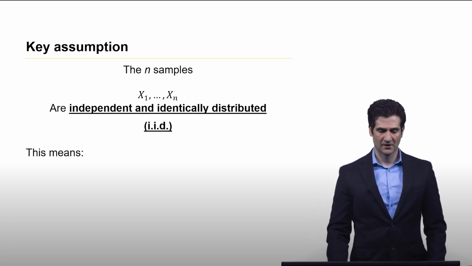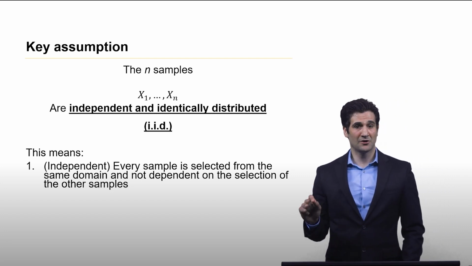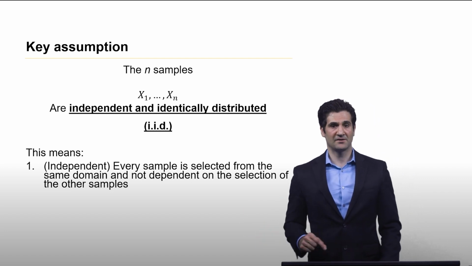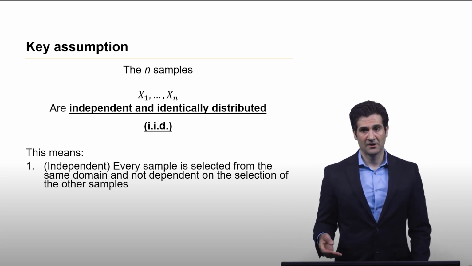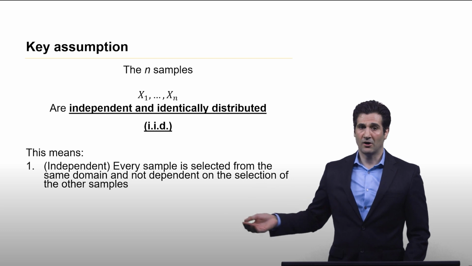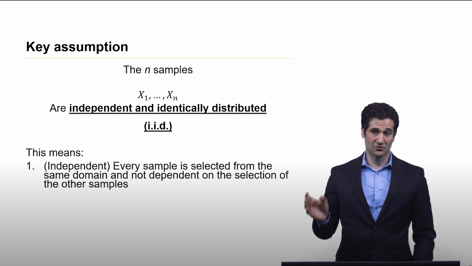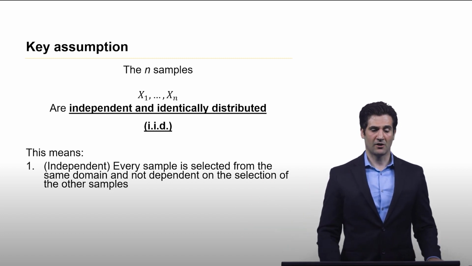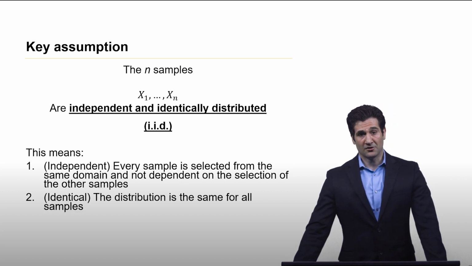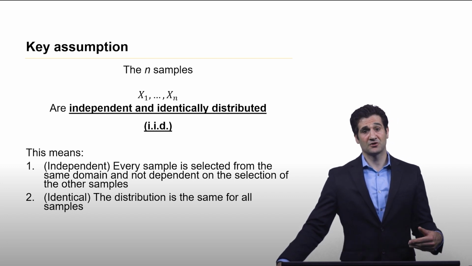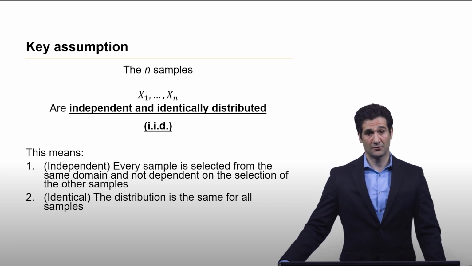Now, what does that mean? Well, that means that number one, each sample is independent, so they're selected from the same domain, but they're not dependent on the selection of the other samples. So it's not like I change something about the data by picking a sample that now causes something to be different in the next sample that I select. No. Everything is like being drawn out of the same hat, and it's not causing any knock-on effects of the other samples. The next is identical, and this refers to that each sample is drawn from the same distribution. There's no change in the distribution that produces these samples.